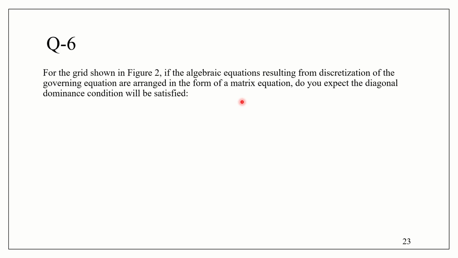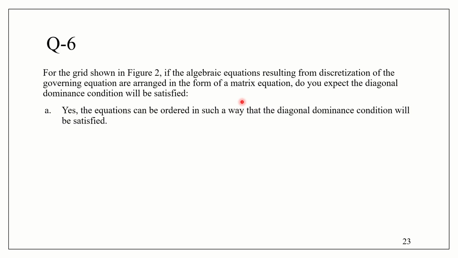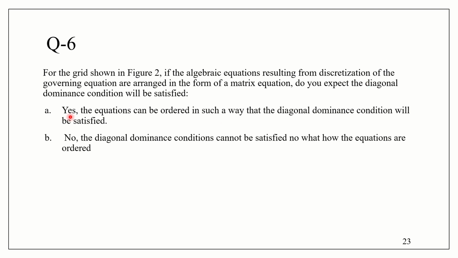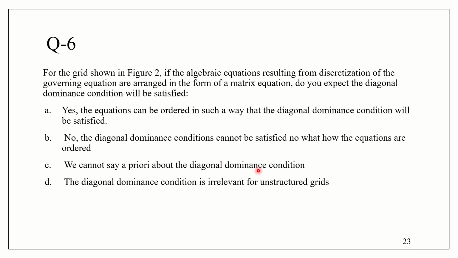So if we have got 10 equations from the discretization of the governing equations for the particular geometry and for particular grid structures, what would be the diagonal dominance condition? Option A, yes, the equations can be ordered in such a way that the diagonal dominance condition will be satisfied. Option B, no, the diagonal dominance condition cannot be satisfied no matter how the equations are ordered. Option C, we cannot say a priori about the diagonal dominance condition. Option D, diagonal dominance condition is irrelevant for unstructured grids.